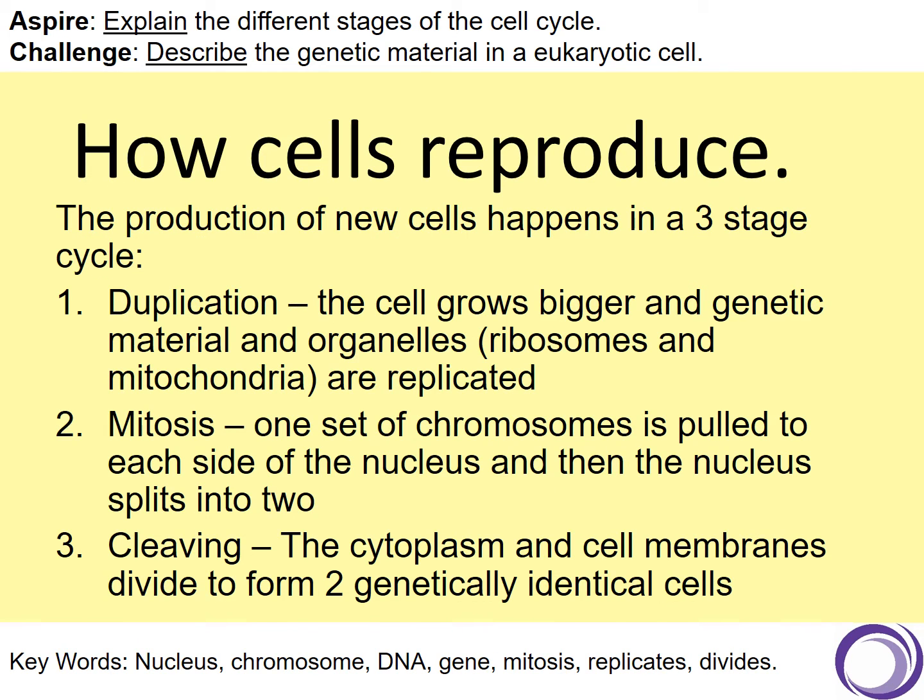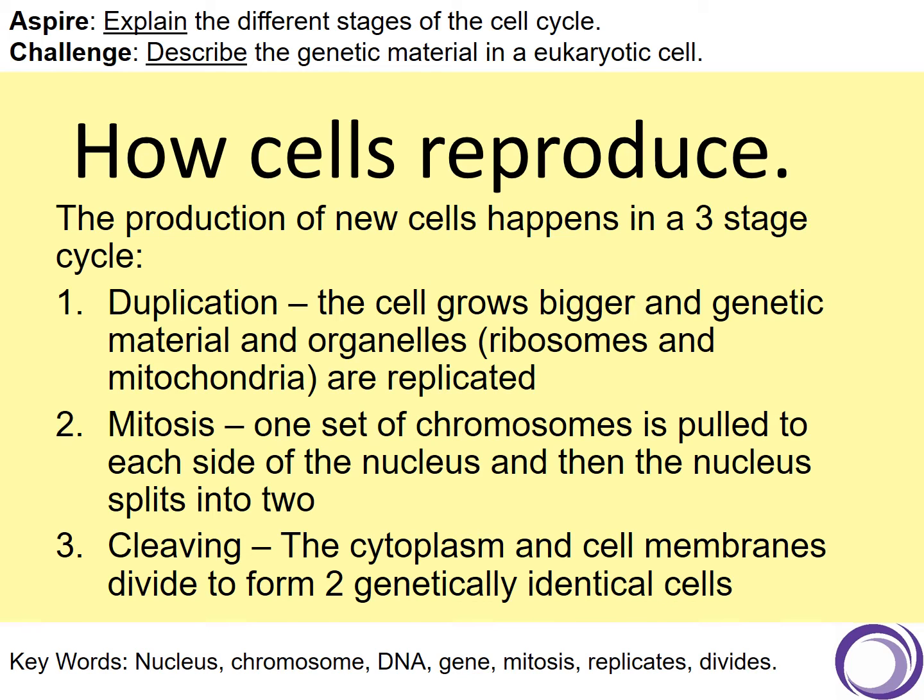So what's happened is that cell has reproduced. And interestingly, in science, when we say it multiplies and it divides, it's the same thing. So when we talk about a cell multiplying, that just means it's gone into two. But we also talk about that cell dividing, and that means it's divided into two. So there's three stages to this.